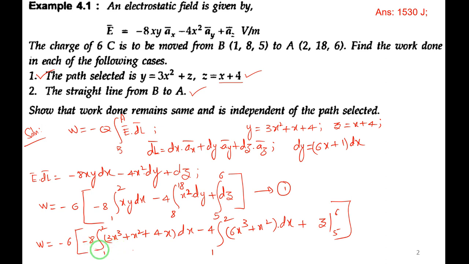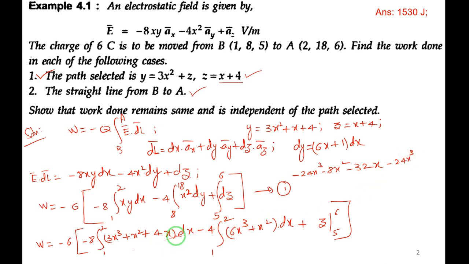So what I will do, I will do it here only. I will multiply 8 with this. Minus 8 into 3, 8 threes are 24x cube. So minus 8x square. Then minus 8 fours are 32x. This is fine. Then I will take up the second one. Minus 4 into 6x cube, so minus 4 sixes are 24x cube.